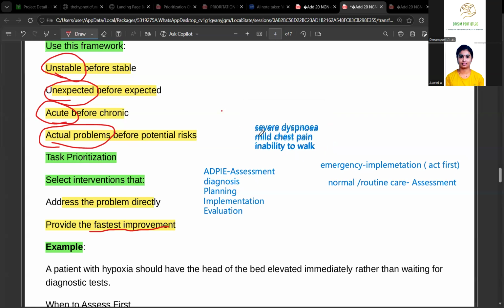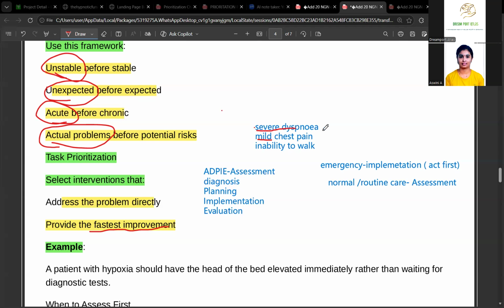Why? Because here mild chest pain is okay. Severe dyspnea will be our highest priority, because mild chest pain also needs immediate attention, but here the client is having mild chest pain only. See the word, mild chest pain only. And inability to walk, the client also needs care or assistance. But while comparing each option, here it is severe dyspnea.